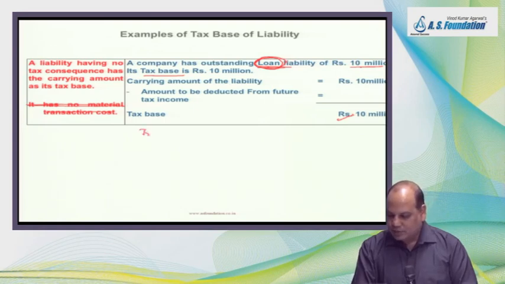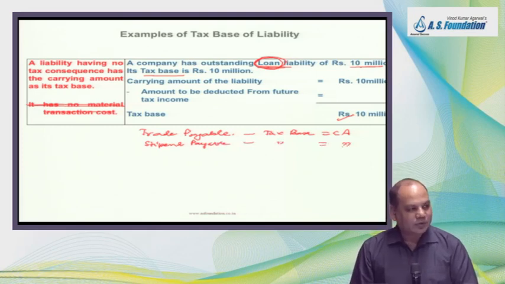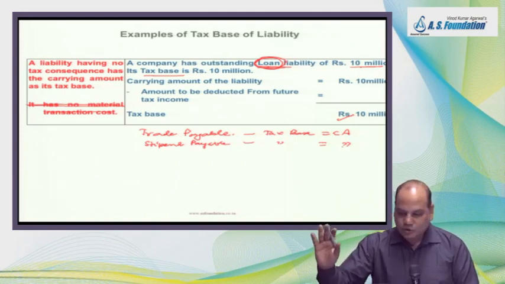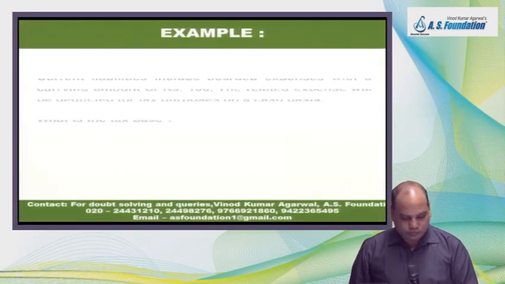Another example is trade payable. Its tax base is equal to carrying amount. Or stipend payable, tax base is equal to carrying amount. All such liabilities which do not have future tax consequence, which means both in the books and for tax purpose they have been accounted on accrual basis, have no further tax consequence.